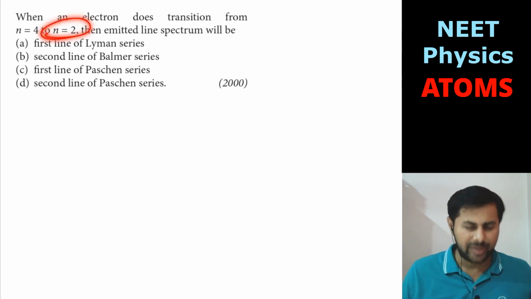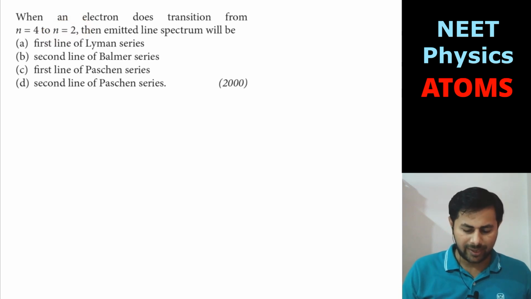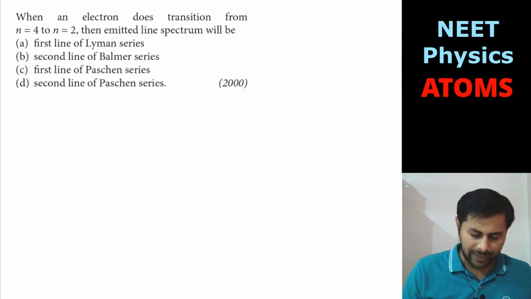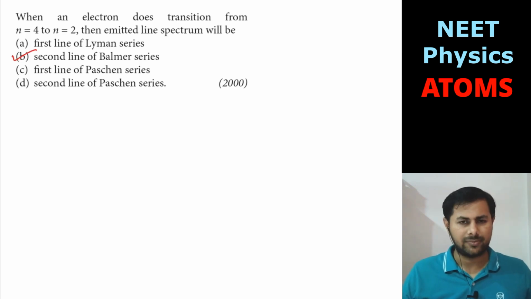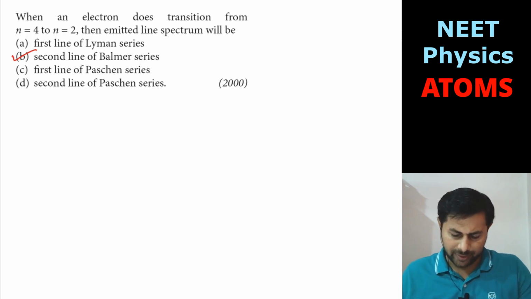It is jumping to n equal to 2, which means it is the Balmer series, and it is jumping from 4. If it jumps from third to second, that's the first line. If it jumps from fourth to second, it is the second line. So it's the second line of the Balmer series, right? That's very simple. Okay, let's see the next question.